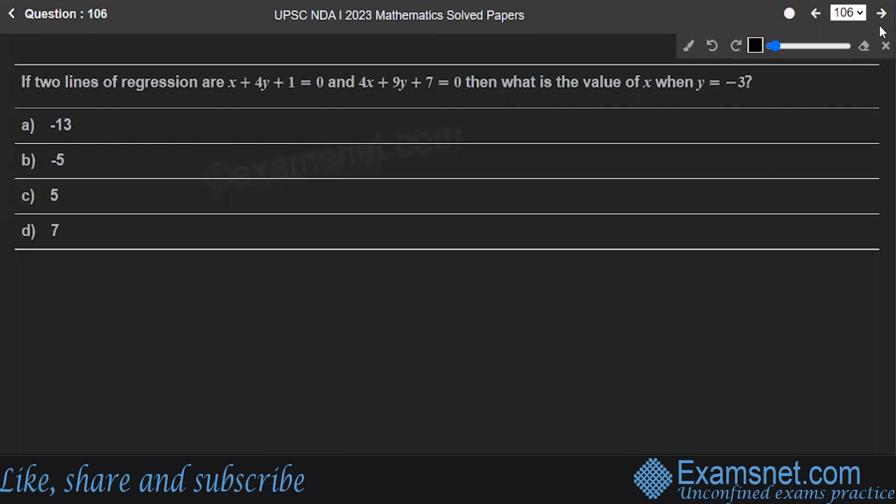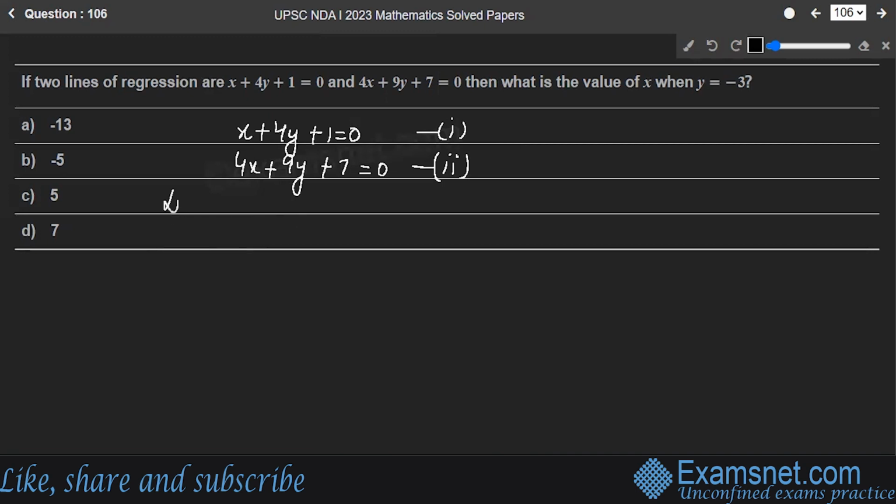106. If two lines of regression are x plus 4y plus 1 is equal to 0, 4x plus 9y plus 7 is equal to 0, then what is the value of x when y is equal to minus 3? So the given lines are x plus 4y plus 1 is equal to 0 and 4x plus 9y plus 7 is equal to 0. This is number 2. We first check which one of the line 1 and 2 is the line of regression of y on x or x on y.